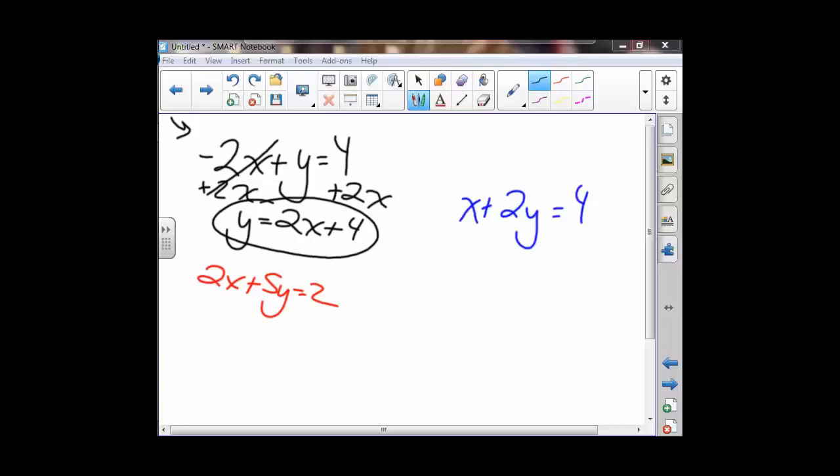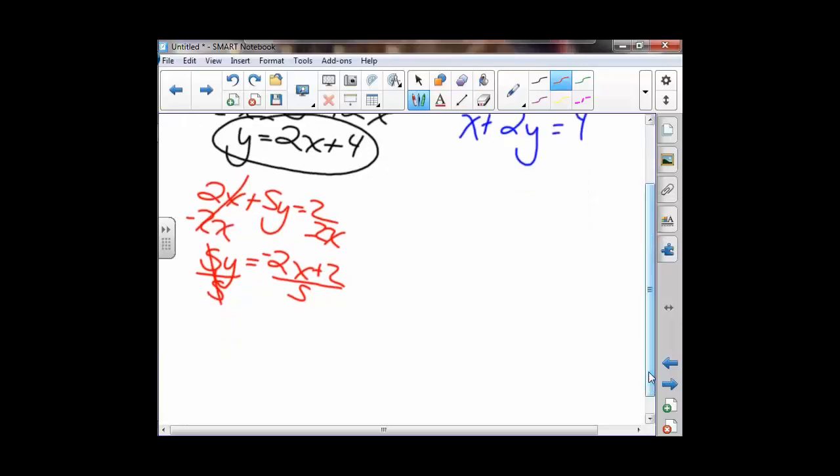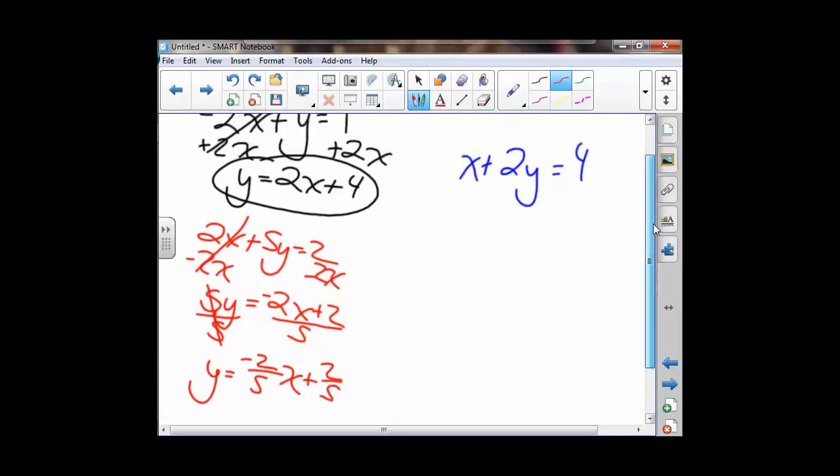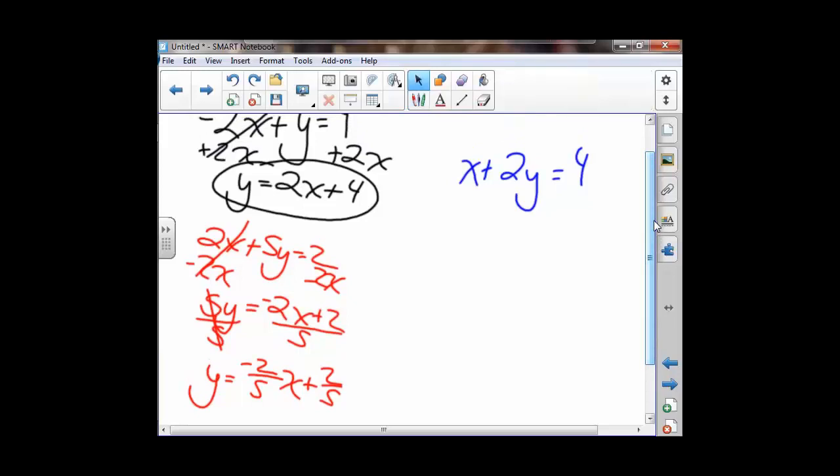All right, let's do the red one down below, and let's isolate y. Subtract 2x. Is everybody okay with that? Inverse operation, subtracting 2x. Then divide by 5. I'm just going to write them step by step first. 5y is equal to negative 2x plus 2. And now, as you stated, divide by 5, which leaves me with y is equal to negative 2/5 x plus 2/5.